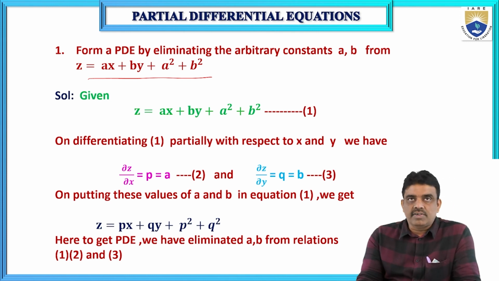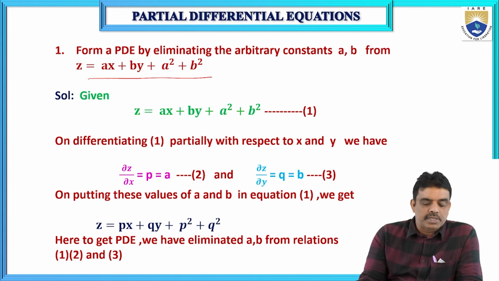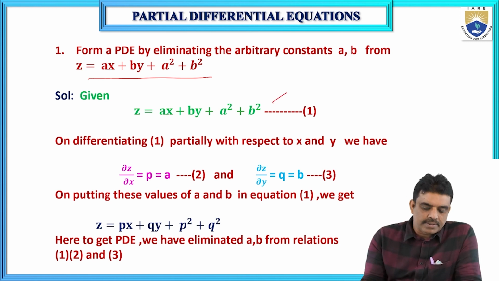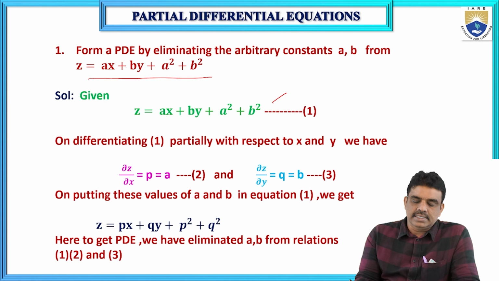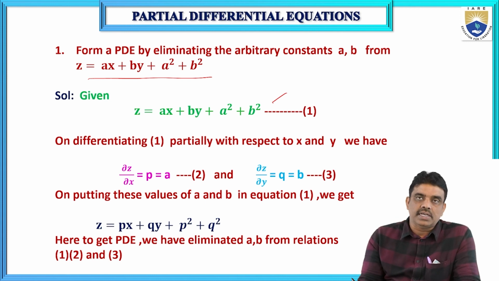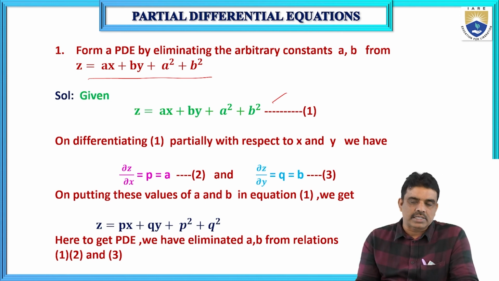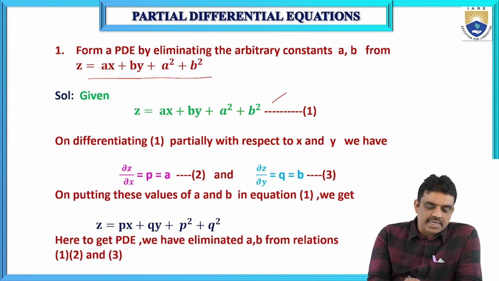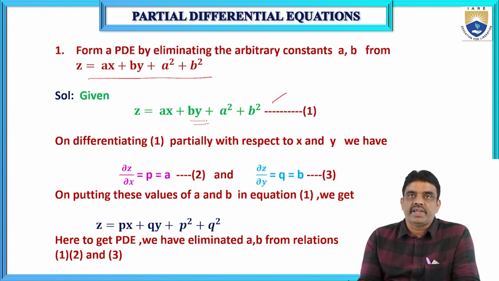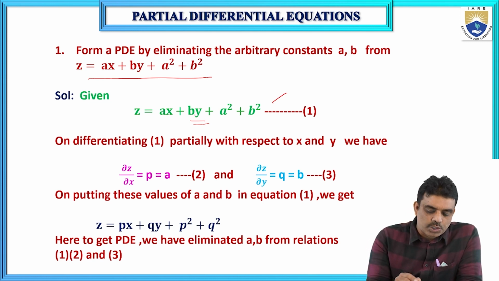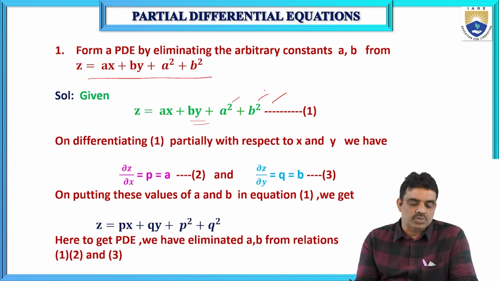So first write the given equation: z is equal to ax plus by plus a square plus b square. To eliminate the constants, I differentiate the above equation partially with respect to x as well as y. On differentiating, you will get dou z by dou x. a is a constant and the derivative of x is 1. The term by is completely in the other variable y, and differentiating with respect to x it will be 0. a square is a constant, so 0, and b square is also a constant, so also 0.